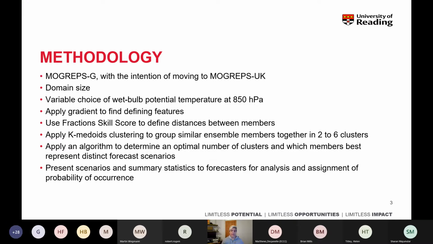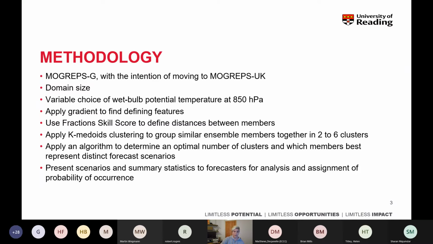We're looking at the fraction skill score to define distances between members, and then we're taking this information and applying k-medoids to it to cluster into anywhere from maybe 2 to 6 different clusters, or 2 to 6 different scenarios in this case. And then an algorithm is being applied that determines the optimal number of clusters or scenarios, and then which members best represent those scenarios. And then this, of course, will eventually be provided to forecasters as summary statistics and various plots for their analysis and probability of occurrence.